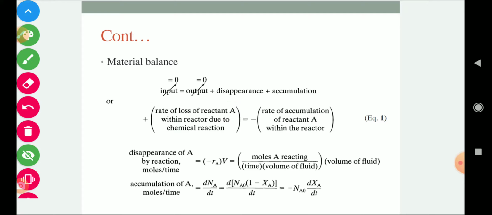In a batch reactor, first of all we inject the reactant into the reactor, then we close the reactor and allow the reaction to occur for a certain time period, and after that we take out the product. But during the reaction there is no input and output. So the input and output terms will be zero, and we have disappearance due to chemical reaction and accumulation.